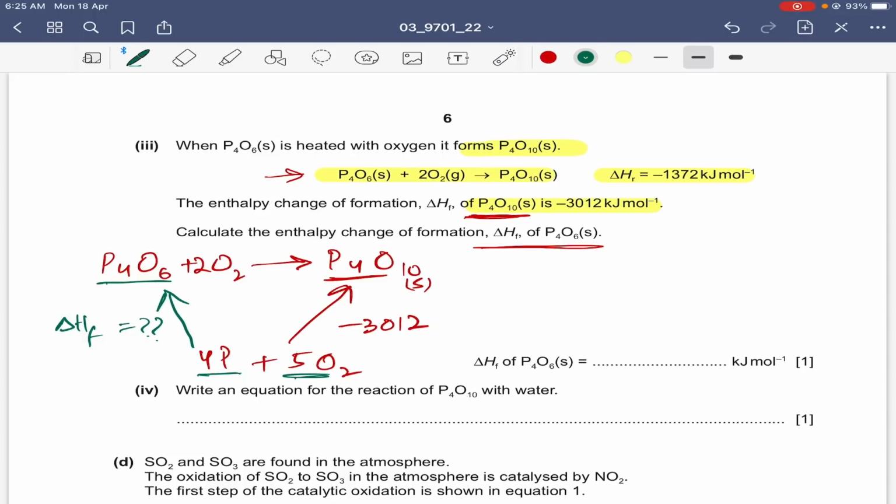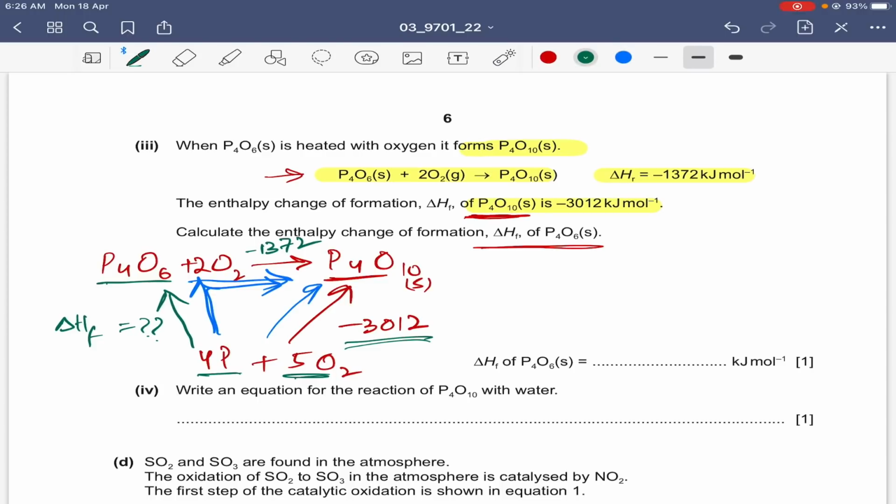Now we already know two of the energy values. This one is -1372. This is -3012. And if you look closely, this arrowhead is combining with this arrow tail. So we will add these two together. According to Hess's law, the energy change during a chemical reaction does not depend upon the path taken. It would be the same. So either we convert phosphorus and oxygen directly into P4O10, or we first convert it into P4O6 and then into P4O10. The energy change would be the same.